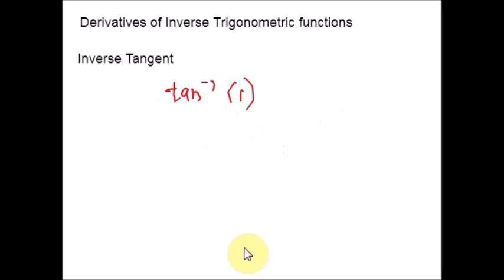Okay, let me take one example. Evaluate tan inverse of 1. Here we are asking tan y equal to 1, where y satisfies the restriction that we just discussed. So from a unit circle, we can see that y would be equal to pi over 4.